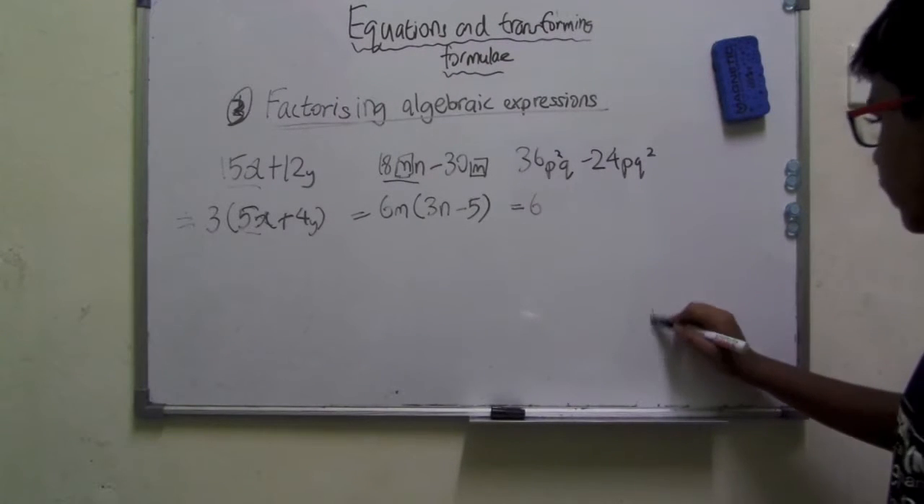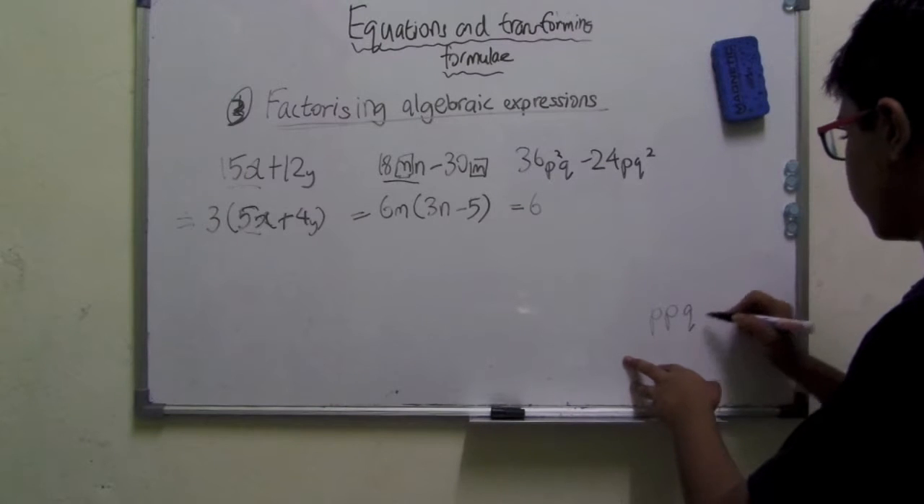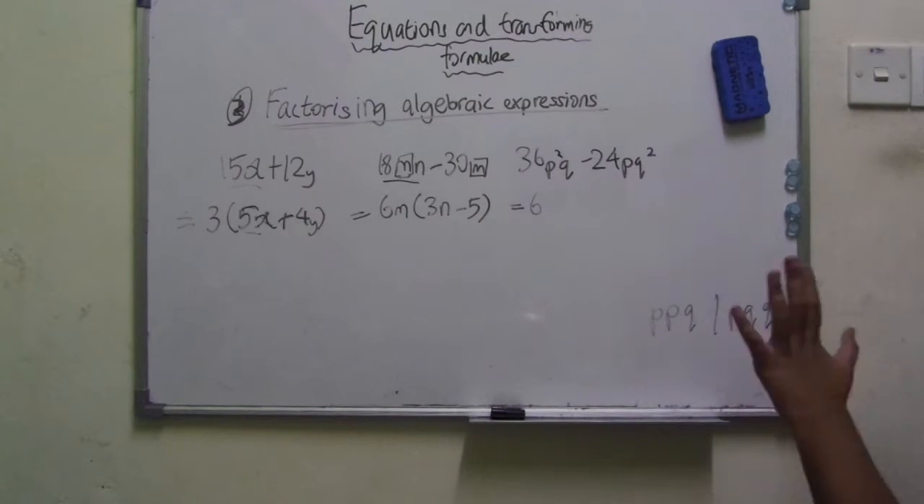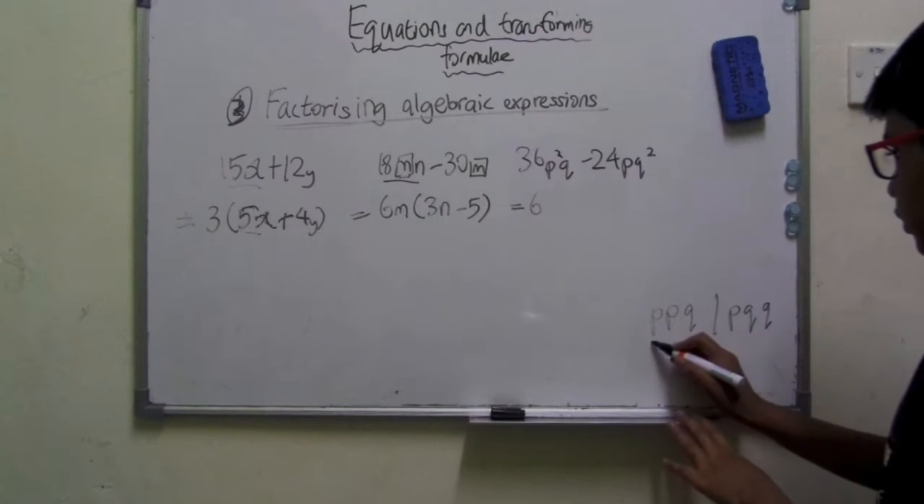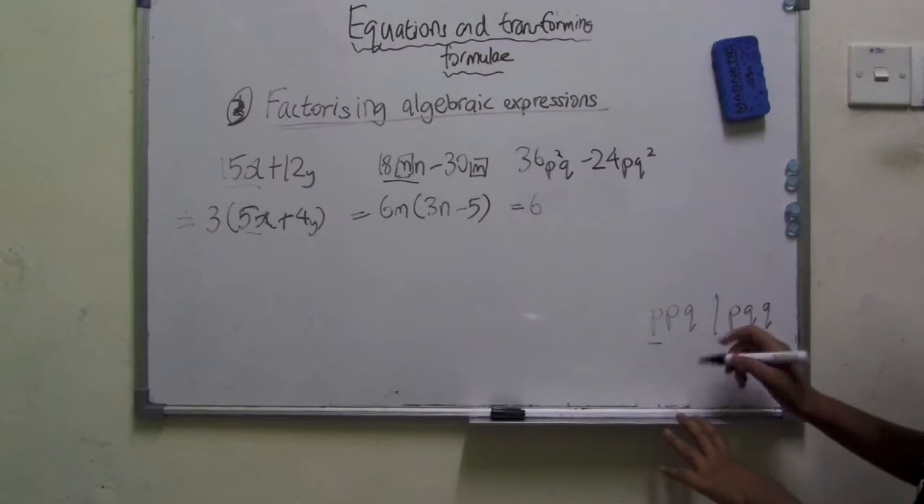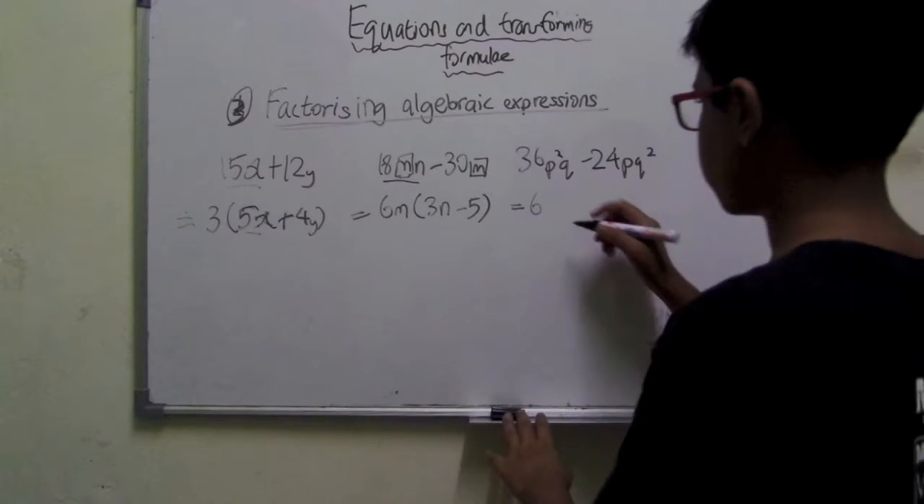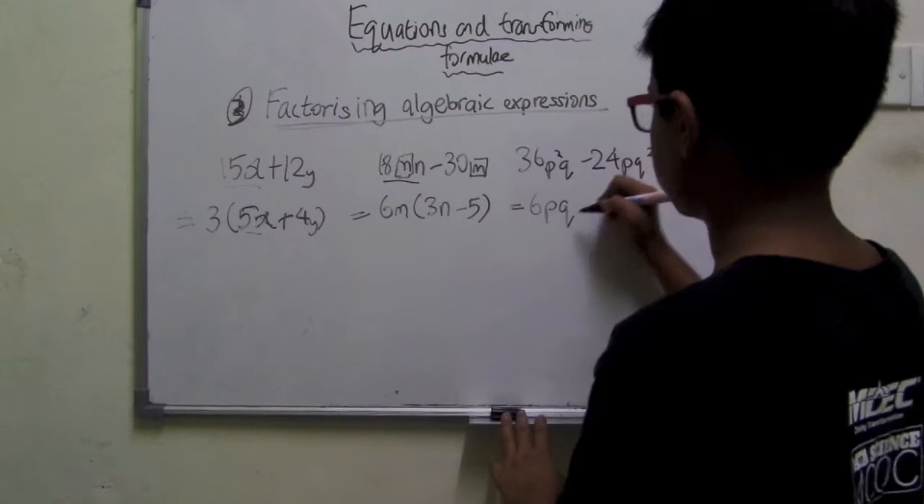And PP, PP, and Q, and on this side there was P, Q, Q. So I'm putting in very direct orders for you. What's common? P is common, and Q is common. The rest of it is not common, so P and Q. So what's common, what goes outside the bracket, is P and Q.